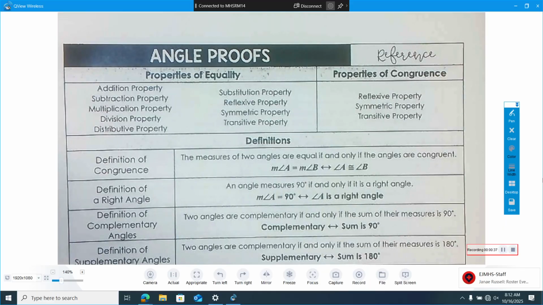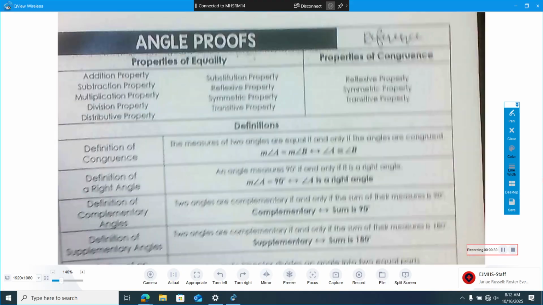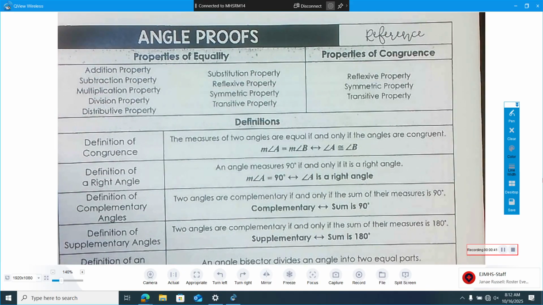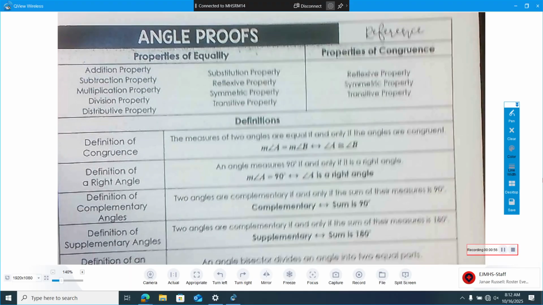Today we are starting angle proofs. Again, segment proofs was really weird. We were just hunting, figuring out how they got their next reason or their next statement. We're going to do the same thing today with angle proofs, but we're not going to get quite so far because it's a half day, so we're just going to talk through some of these things.